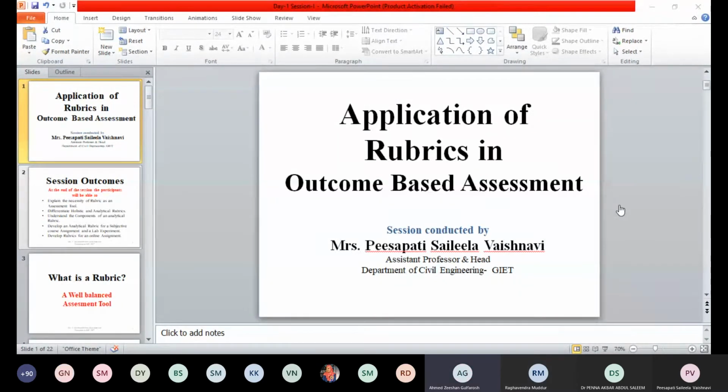Madam is preparing her presentation slides and all. It will be starting in a minute, sir. Like yesterday, participants were asking for a break in the morning session to charge their mobiles and all. So as we started at 10 o'clock, at 11:15 we have given a short break until 11:45 so that they can charge their handsets and laptops.